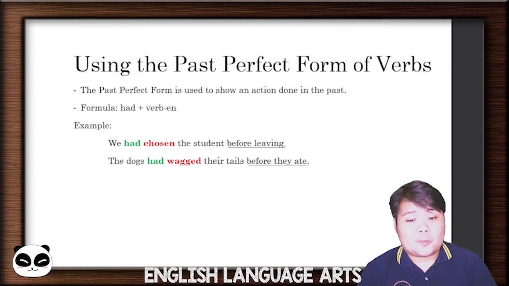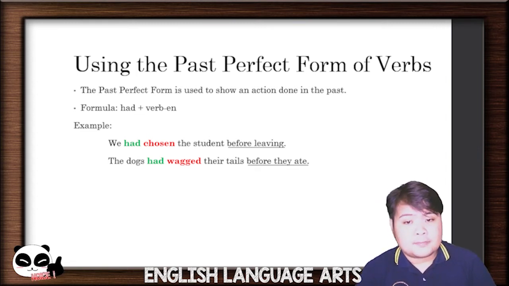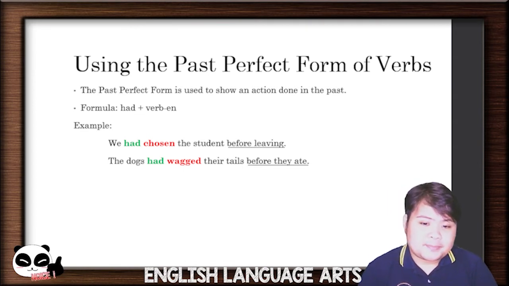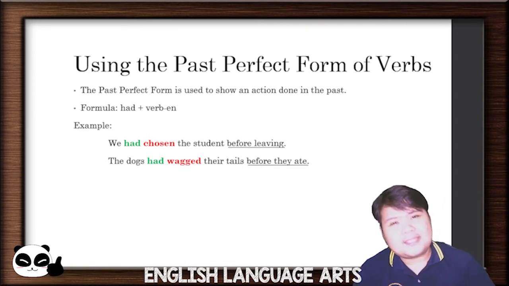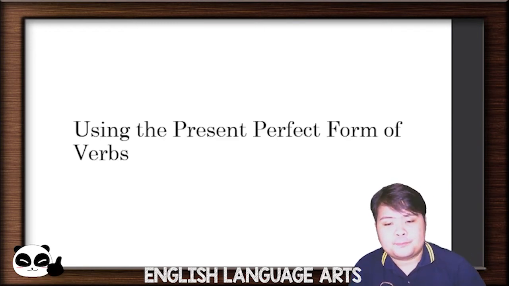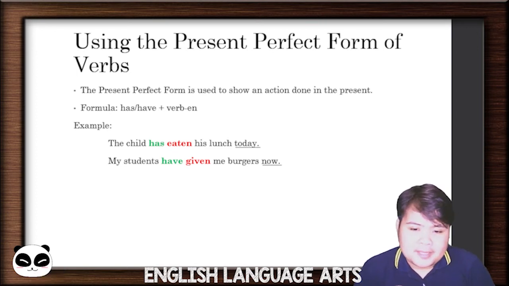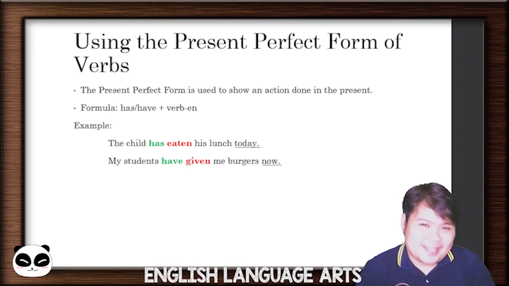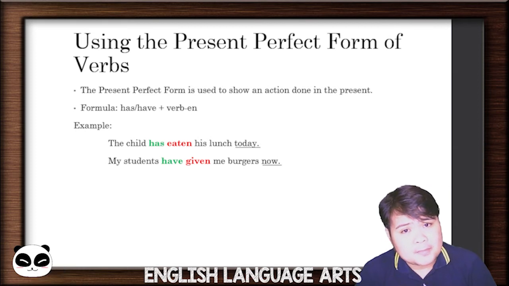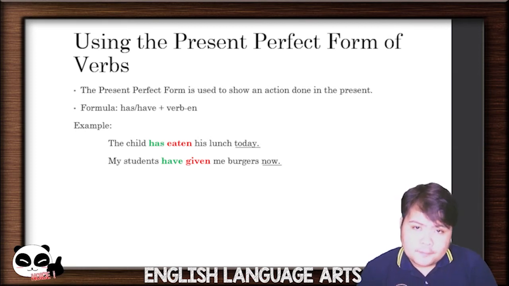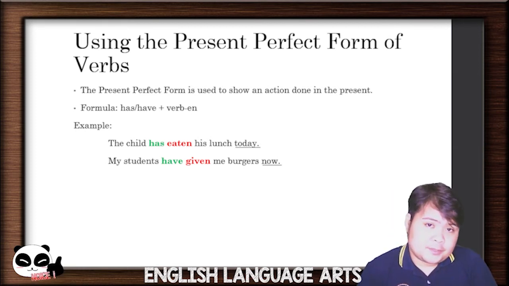The dogs had wagged their tails before they ate. And again, that is your helping verb, followed by wagged, which is the en form of wag, right? And then your time expression is before they ate. This is the past perfect form. What about the present perfect form? The present perfect form is to show an action that's already done in the present, completed right now, at the moment. Formula is has or have plus verb in en form.